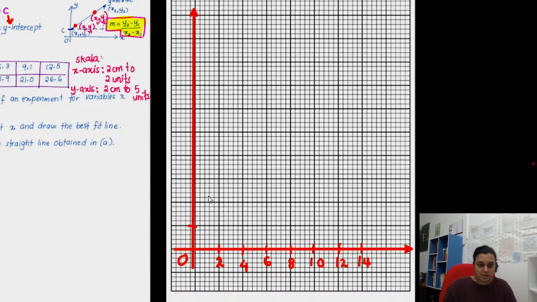Oh, this is 2 cm, right? So 2 cm is 10 boxes. 2, 4, 6. So I have to make it longer a bit. 2, 4, 6. Wait, not enough. Not enough for this. That means teacher changes this.